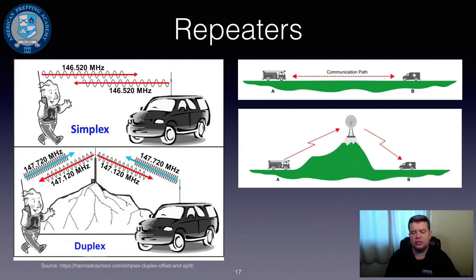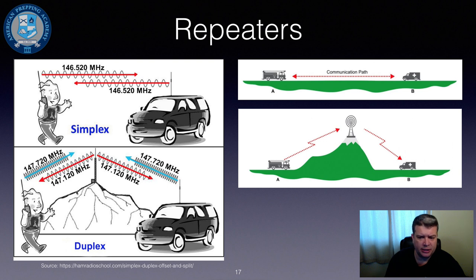Okay, so we'll talk a little bit about repeaters here. We'll start with handhelds. Handhelds generally transmit in simplex. You can see you're on a radio, you're talking to a car or to another person, you're transmitting on 146.52, and they're receiving on 146.52. And you can't talk at the same time because you'll step on each other. And that's a simplex transmission. And that's what we're going to use the majority of the time.